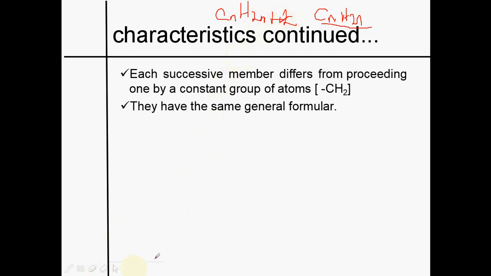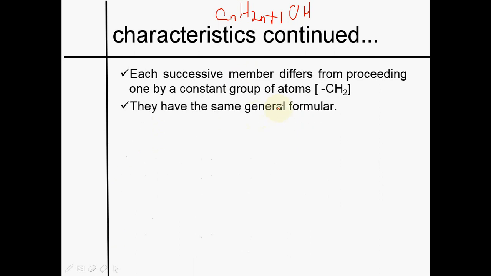Just in case you need that, we're saying for alcohols plus 1 OH. In a similar way for acids, we just say CnH2n+1, then instead of OH, this time we put COOH. Okay, that's the general formula we're talking about.